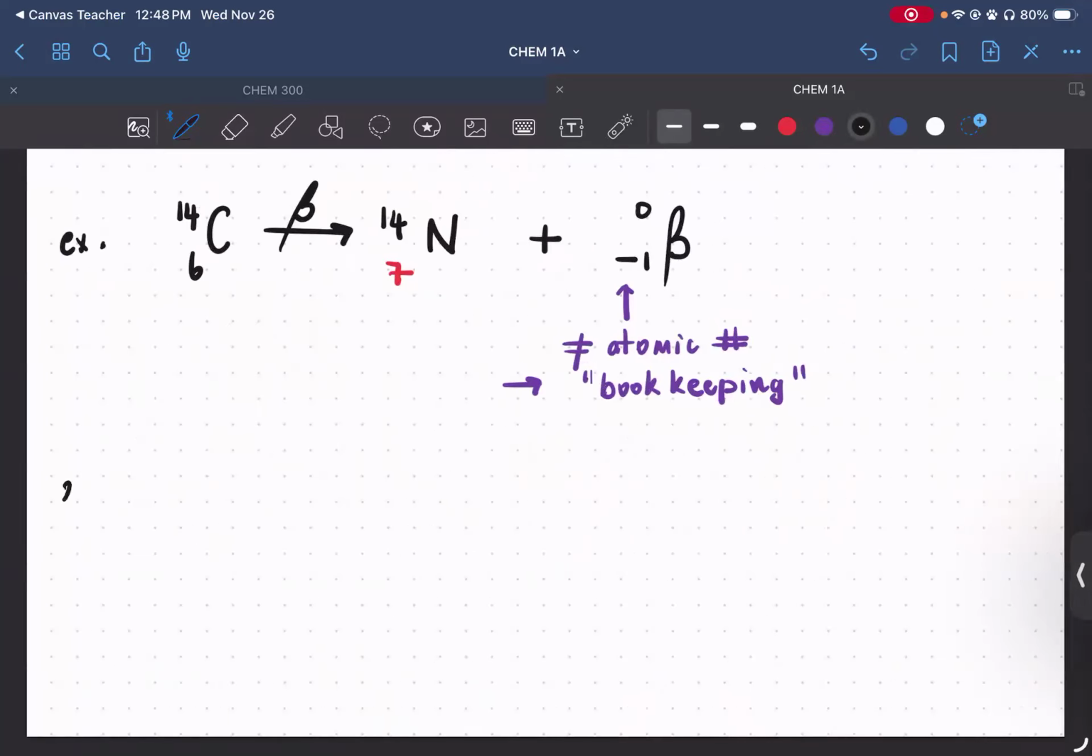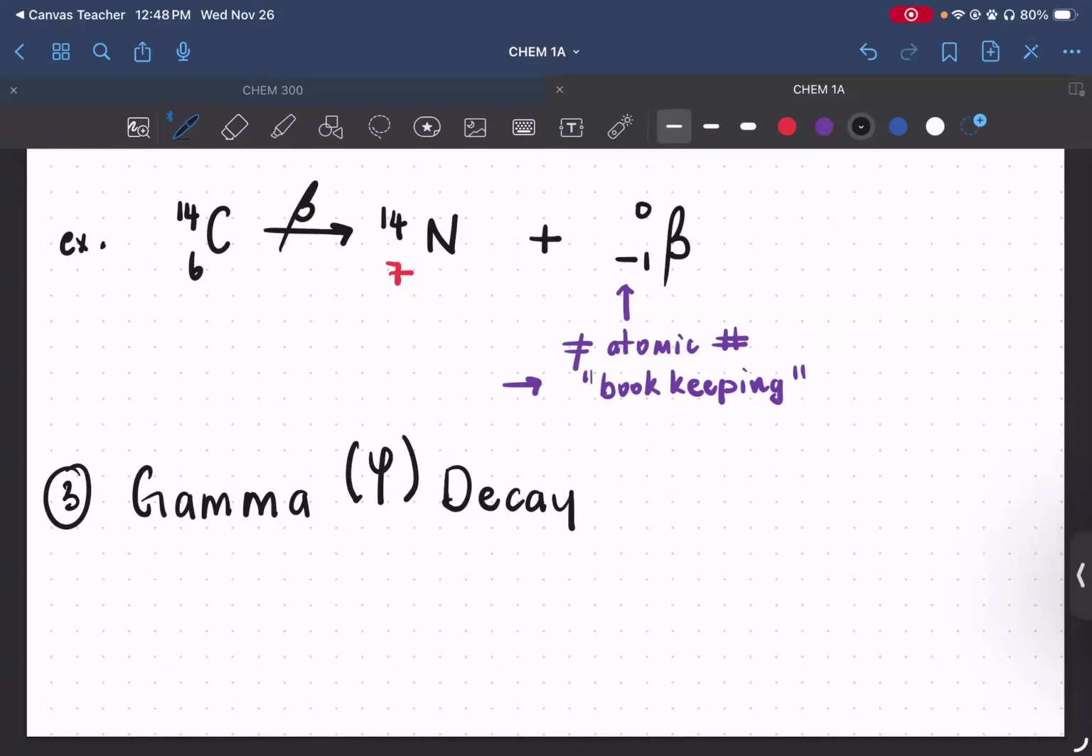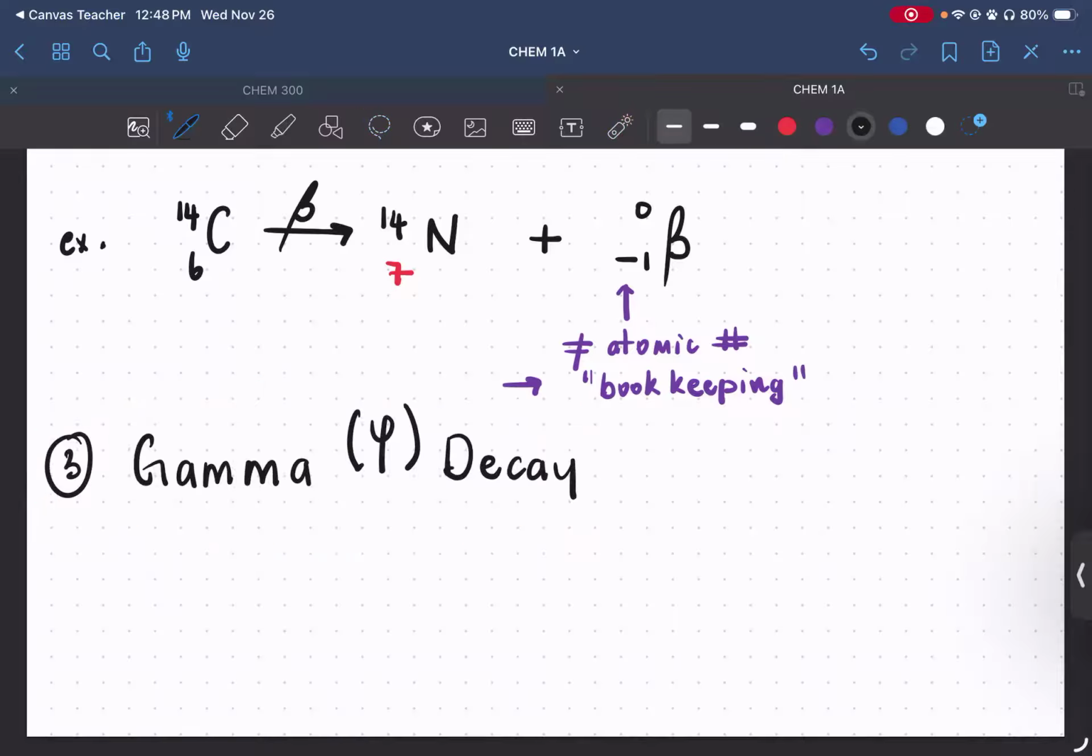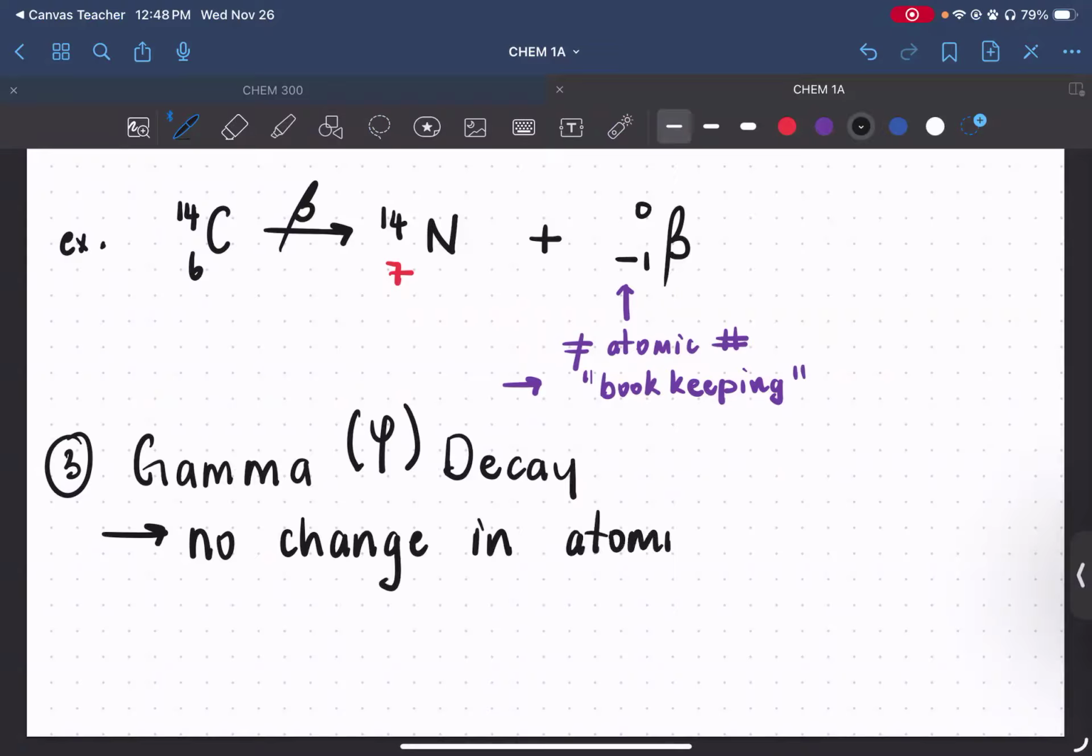Next up, we have gamma decay. We use the Greek letter for gamma, which kind of looks like a Y with a loop on the right-hand side. In the case of gamma decay, there is actually no change in atomic number or mass.